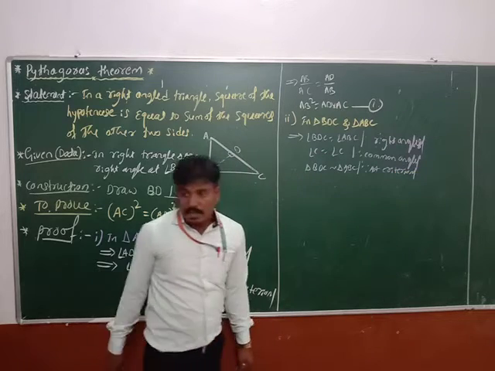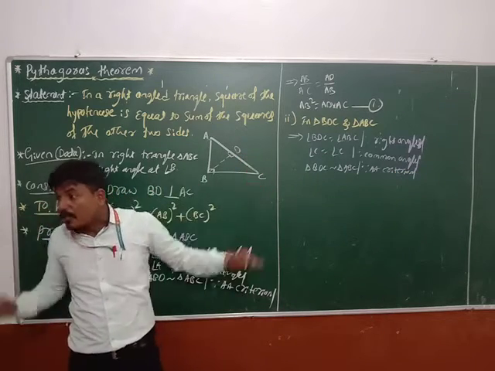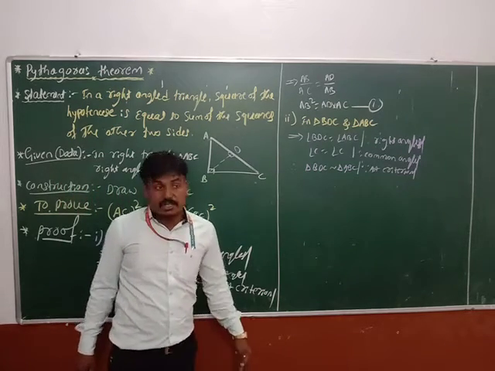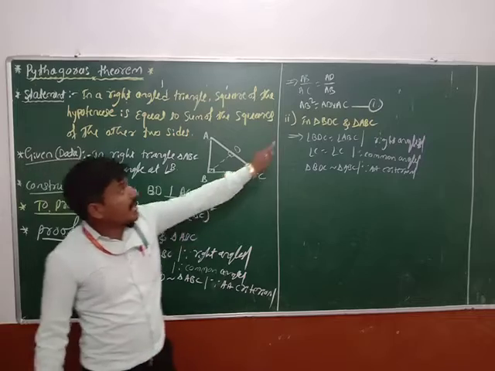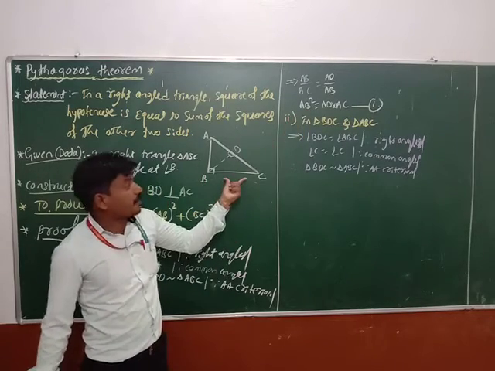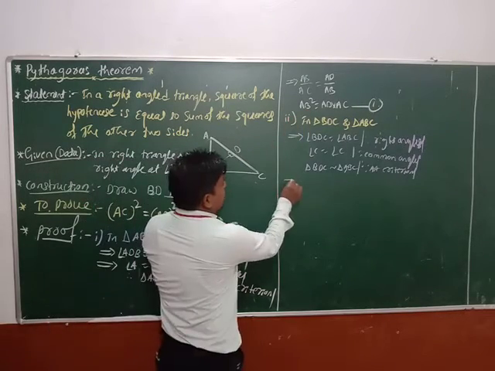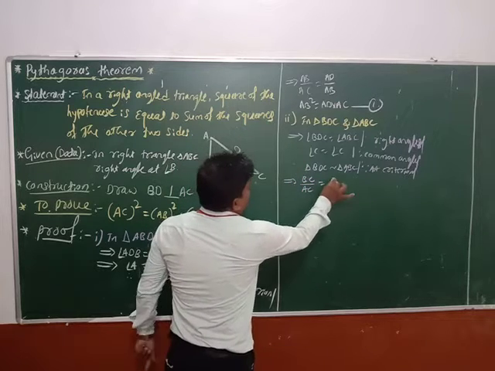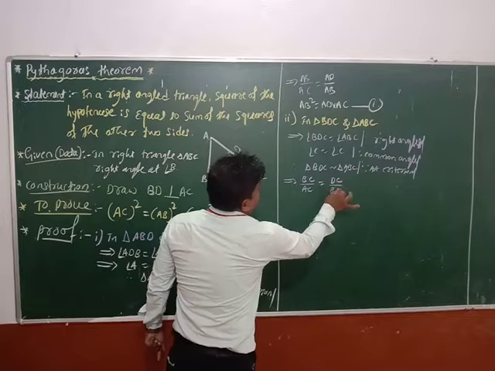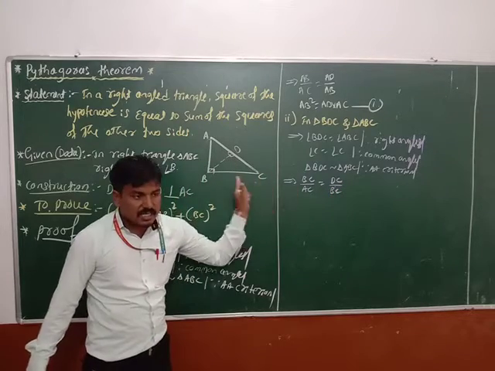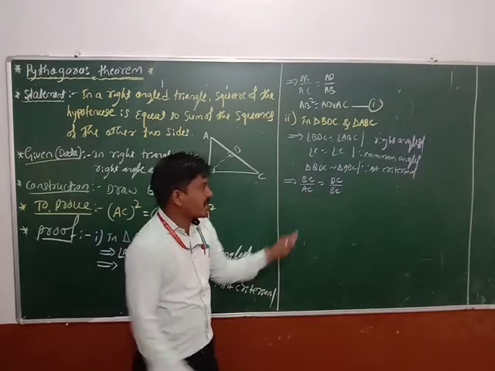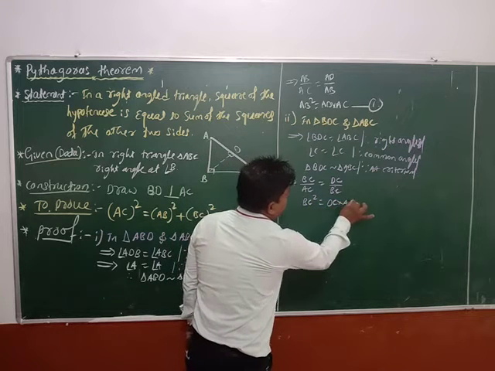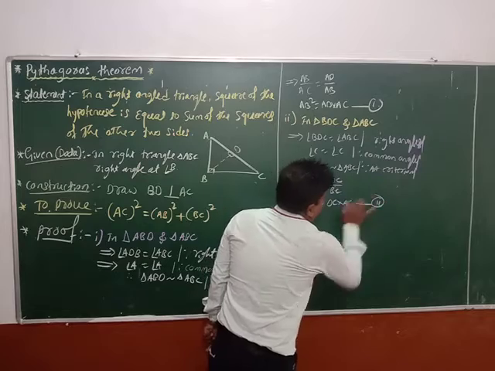Yes or no? Clear? When these two triangles are similar, automatically our corresponding sides are in the same ratio. In the first equation, our AB square is clear. On this side, you can take BC square. The ratio means therefore BC divided by AC is equal to DC divided by BC. Again cross product: BC into BC. Therefore BC square is equal to DC into AC. This is equation number 2.